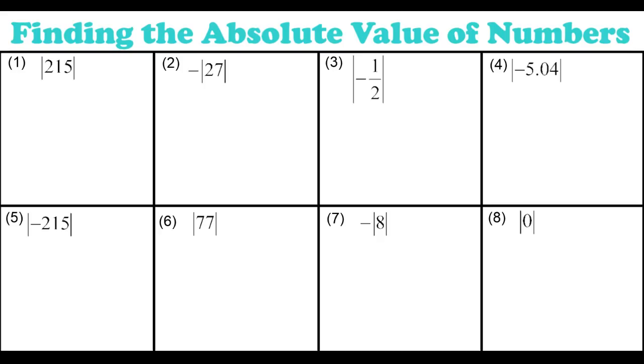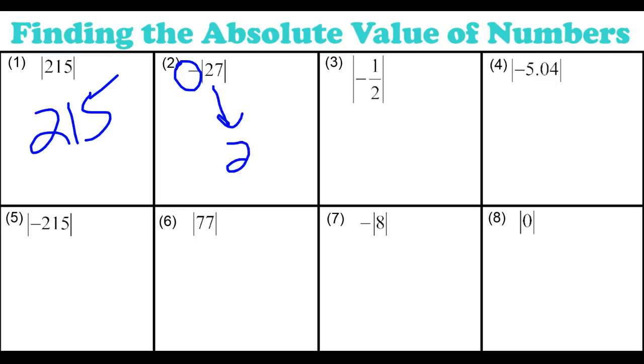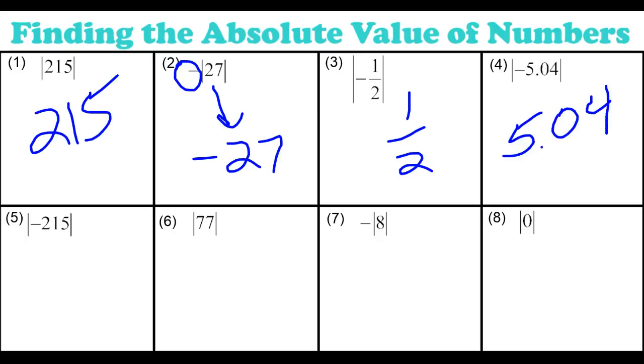So number 1 is the absolute value of 215, a distance of 215 from 0 on a number line. Number 2 is read the opposite, because the negative sign is outside, of the absolute value of 27. The absolute value of 27 is 27. Its opposite is negative 27. Number 3 is the absolute value of negative 1/2, a distance of 1/2 away from 0 on a number line. 4 is the absolute value of negative 5.04. That distance from 0 on a number line is 5.04.